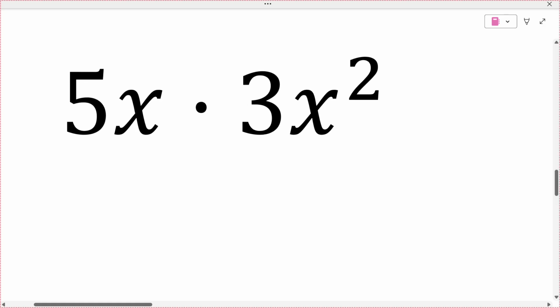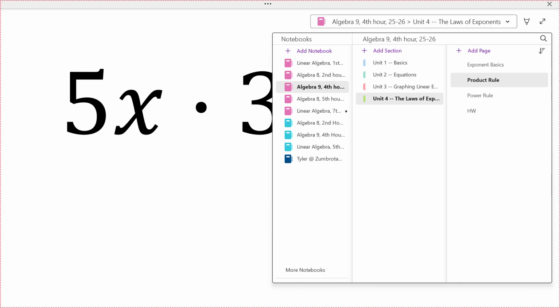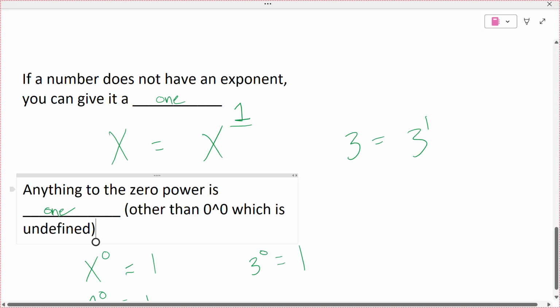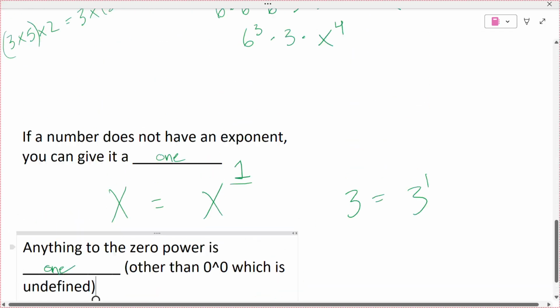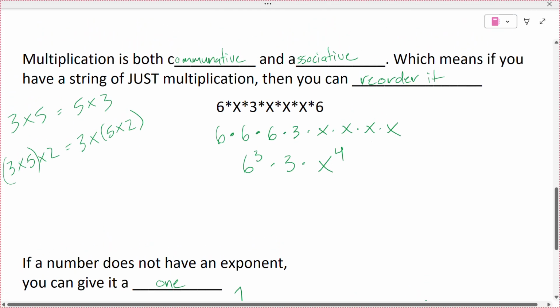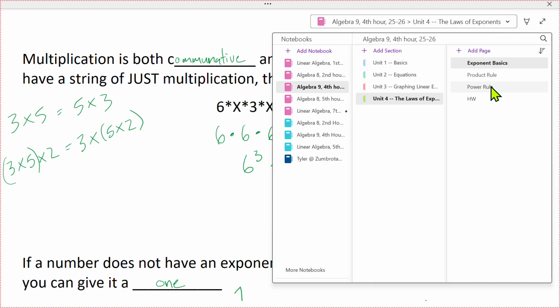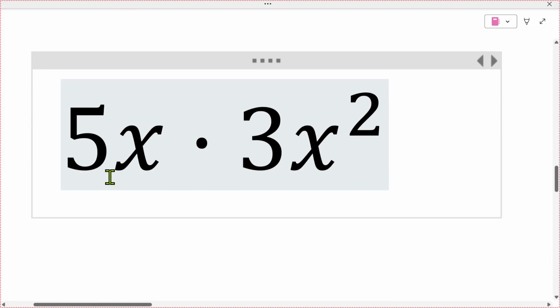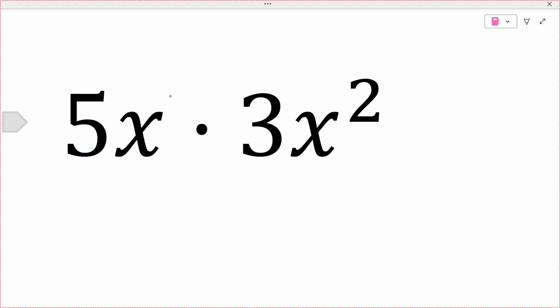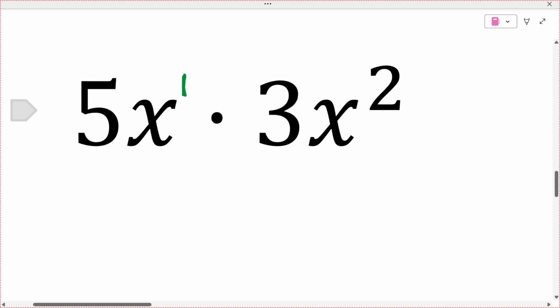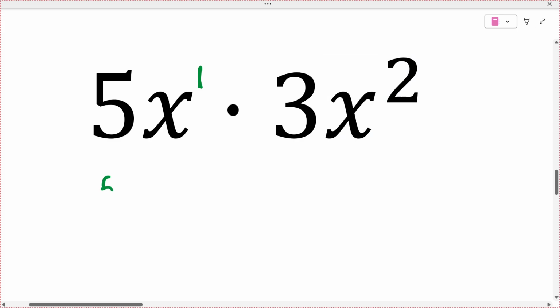Ooh, 5x times 3x^2. So we talked about this when we talked about our exponent basics. A reminder that the coolest thing about multiplication is that it's commutative and associative, which means that you can reorder it how you want. So this is how I would want you to do this on the homework. Even though you could probably do this in your head, I want you to do this on the homework. First off, this guy that does not have an exponent, I want you to give him a 1. Then I want you to reorder this so the numbers come first, then the variables.